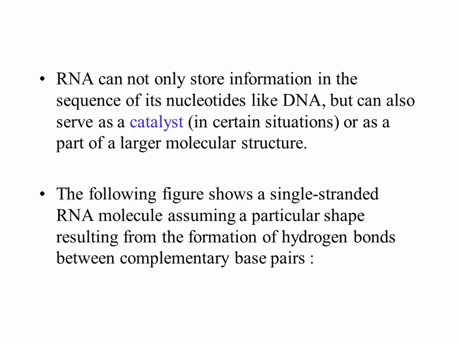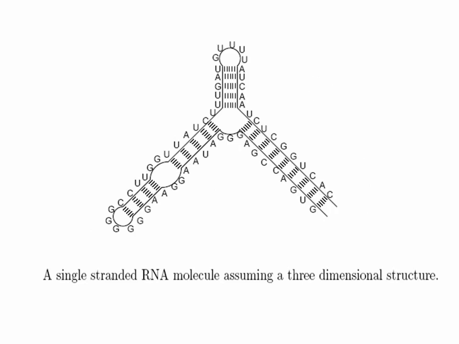So RNA can not only store information in the sequence of its nucleotides, like DNA, but it can also serve as a catalyst in certain situations or as a part of a larger molecular structure. The following figure shows a single-stranded RNA molecule assuming a particular shape resulting from the formation of hydrogen bonds between complementary base pairs, like shown here. You can see that U pairs with A, G with C, and so on, right? Because the RNA molecule is single-stranded, parts of it can form hydrogen bonds, and it can form some three-dimensional shape, and it might even function as a catalyst.